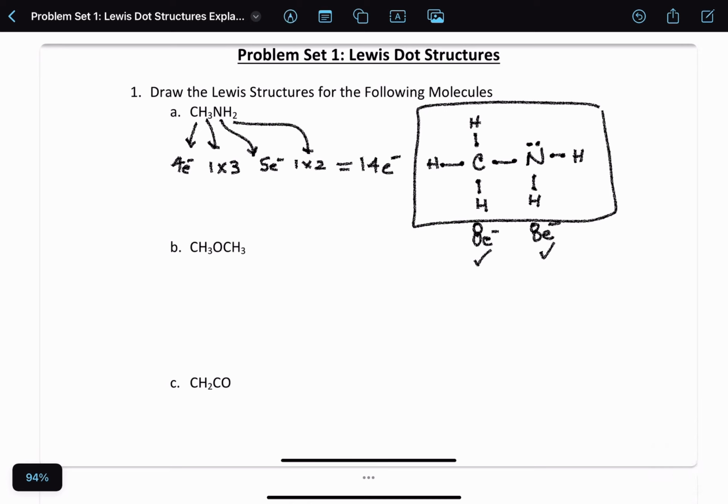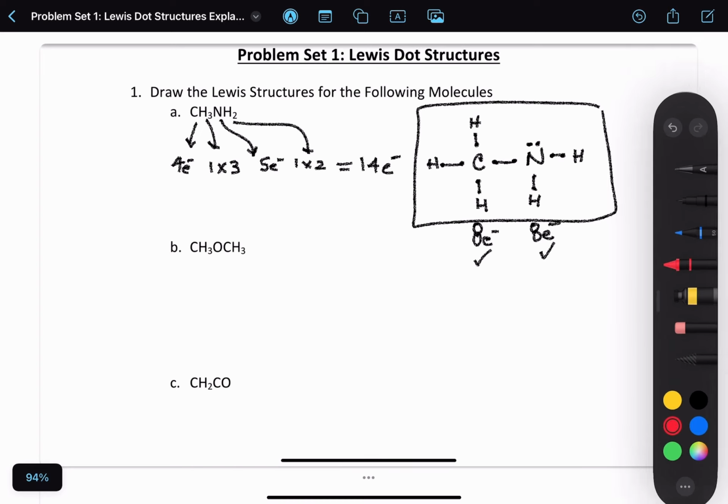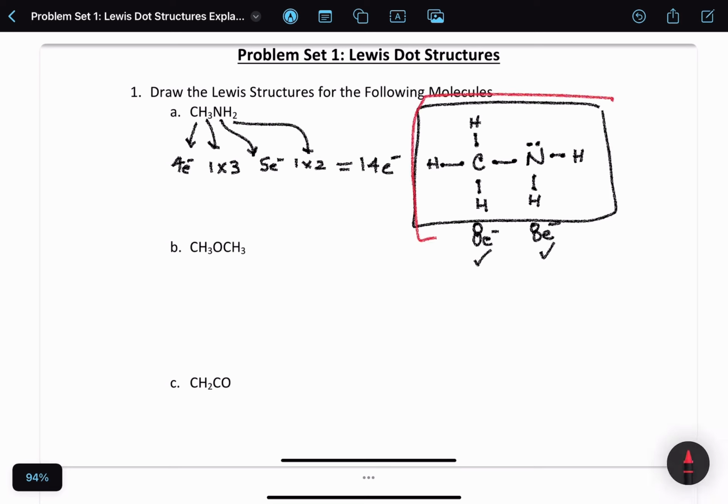Now, I'm going to go ahead and put this in red because I believe something like this will definitely be high yield. And so you guys want to make sure that you understand something like this. A lot of the content we've covered so far is pretty basic. And so we've done examples of CH4 and drawing the Lewis structure for that. That would not be high yield. That would be low yield. That's not likely to be on an exam.